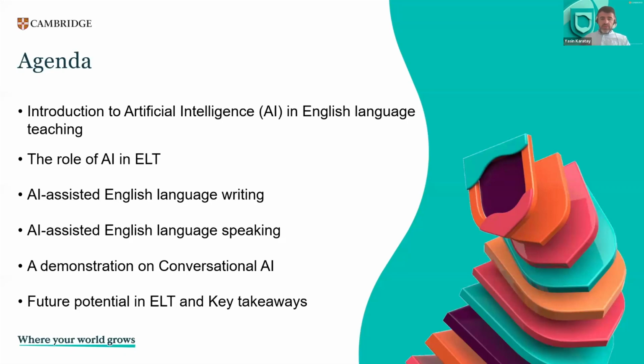So today we're going to explore how artificial intelligence or AI can help us teach English better. We're going to start by understanding what AI is and how it fits into teaching English. And we will look at how AI can help with writing and speaking in English specifically. And I'm going to show you how it works through a live demonstration of talking with an AI in the second part of the presentation. And we will finish by discussing what AI might bring to our teaching in the future and give you some key ideas to take back to your classrooms.